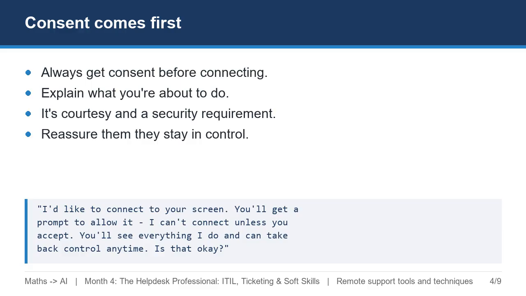Here's the non-negotiable rule: consent comes first, always. Before you connect to anyone's machine, get their consent and explain what you're about to do. It's both basic courtesy and a genuine privacy and security requirement. Look at the script. It explains there'll be a prompt, that you can't connect unless they accept, and crucially that they can see everything and take back control at any time. Reassuring the user they stay in control is exactly how you build trust over a remote link.